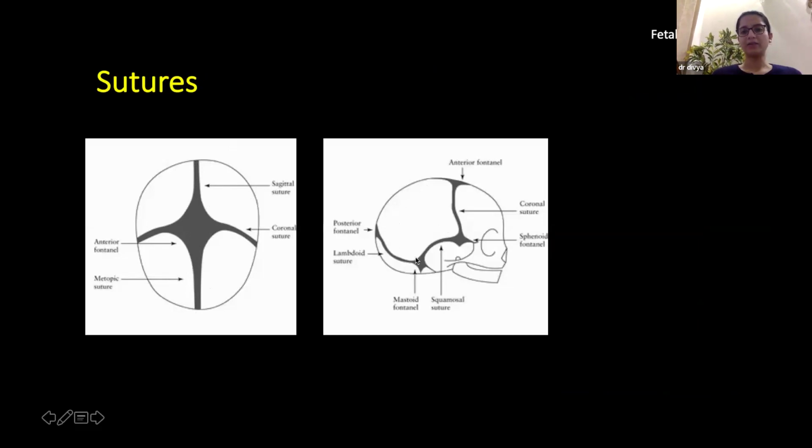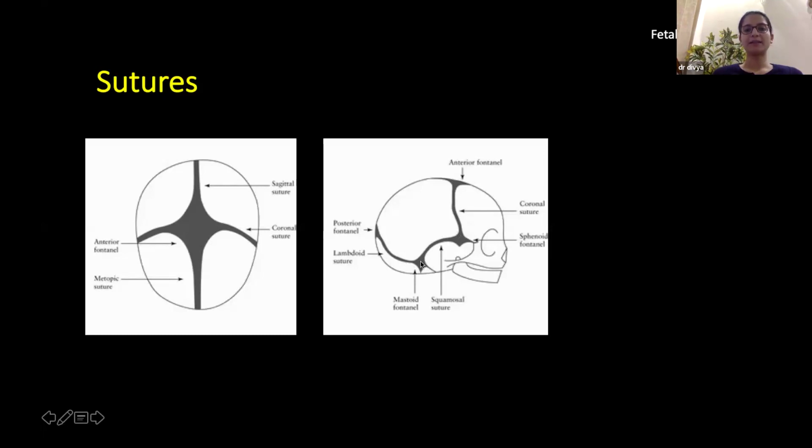When we look at the skull in the lateral view, we of course can't see the metopic suture, but what we can appreciate here is the anterior fontanelle, the coronal suture, which ends up in the sphenoid fontanelle, and then the squamosal suture, which passes through the temporal bone and ends up at the mastoid fontanelle. And finally, we have the lambdoid suture between the posterior fontanelle and the mastoid fontanelle.